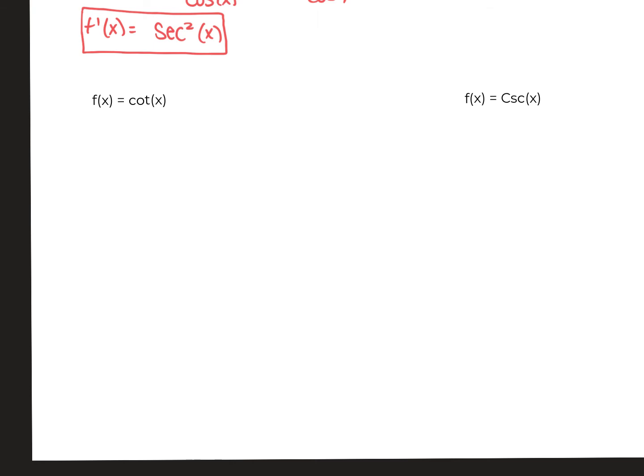Cotangent, we know, is the same thing as cosine over sine. So f of x is cosine over sine. So this time use the cosine as your high and the sine as your low. And cosecant of x is 1 over sine of x. So again, use the 1 as your high and the sine as your low. See if you can find those next trig functions, and then let's move on to the next page.